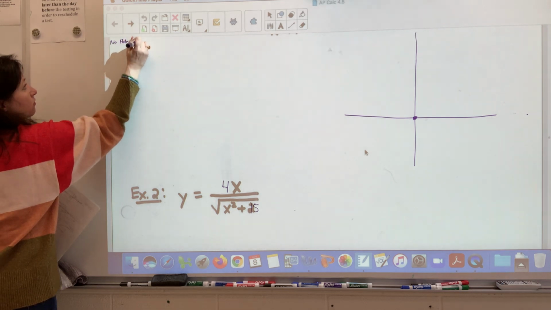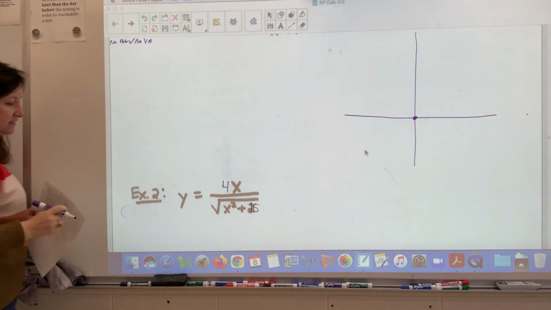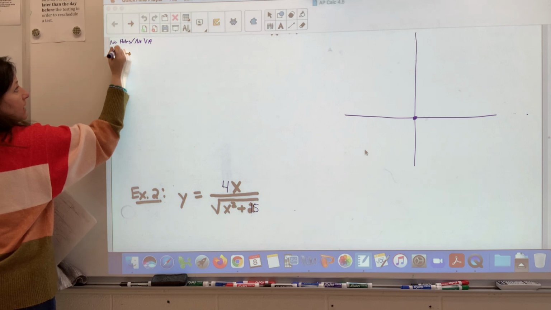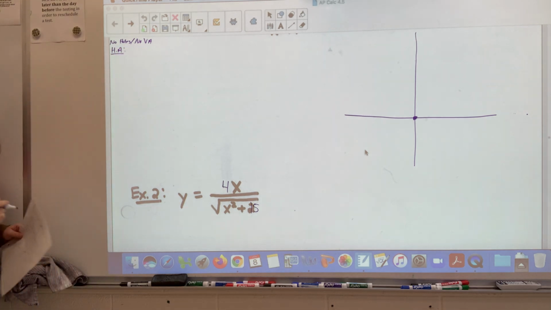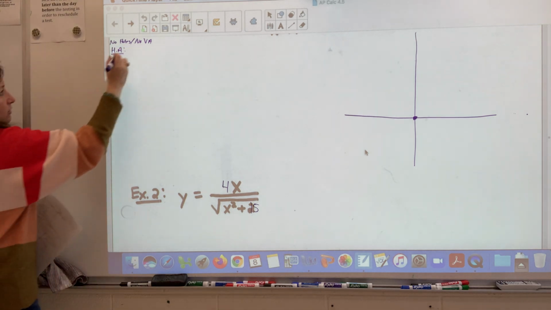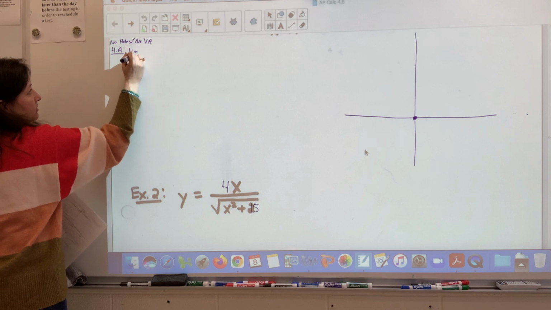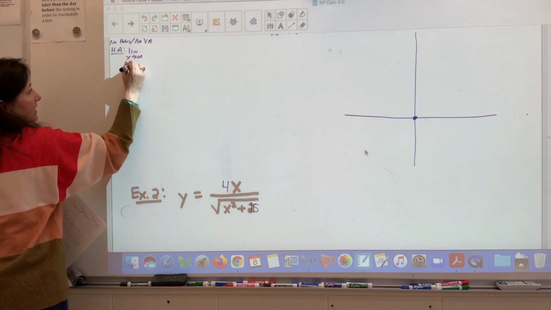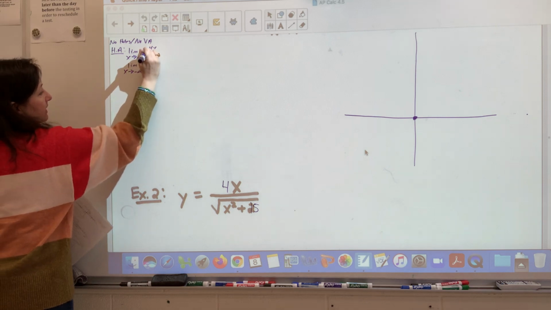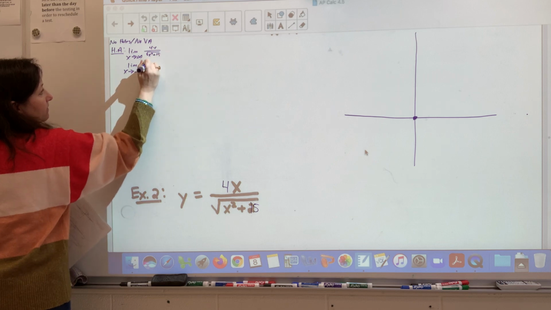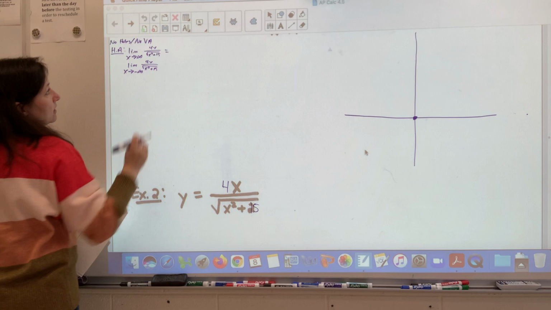There are no vertical asymptotes. So let's skip to horizontal asymptotes. How do you find horizontal asymptotes? You get your limits as x approaches positive infinity and as x approaches negative infinity. So we have 4x over the square root of x squared plus 15.